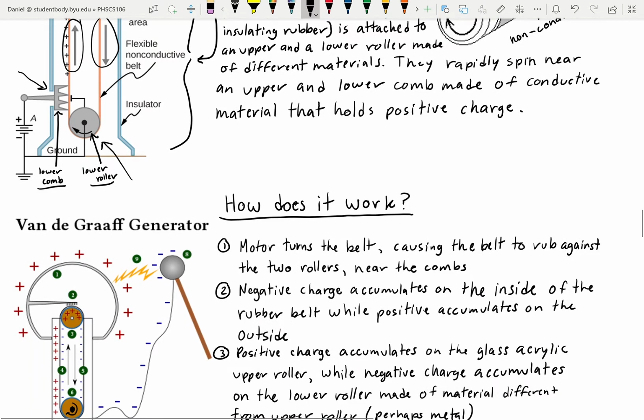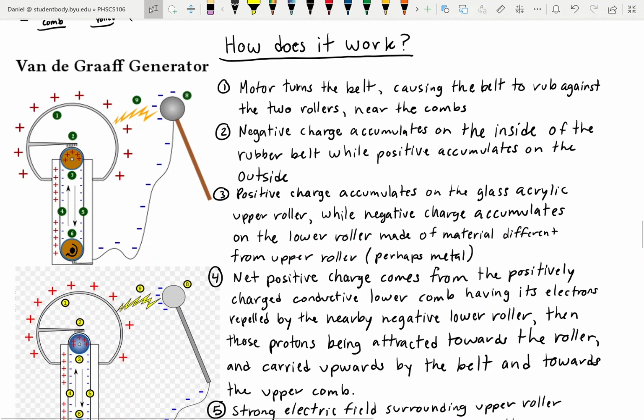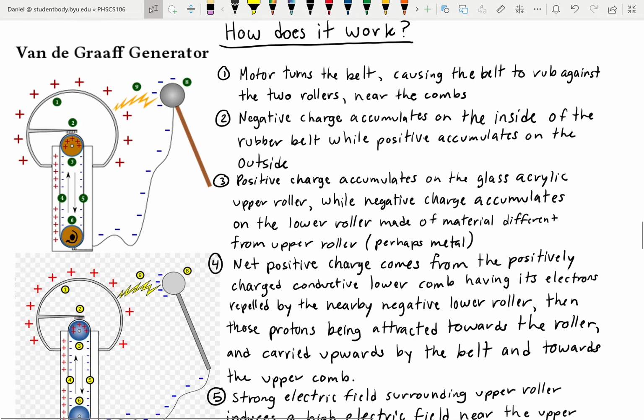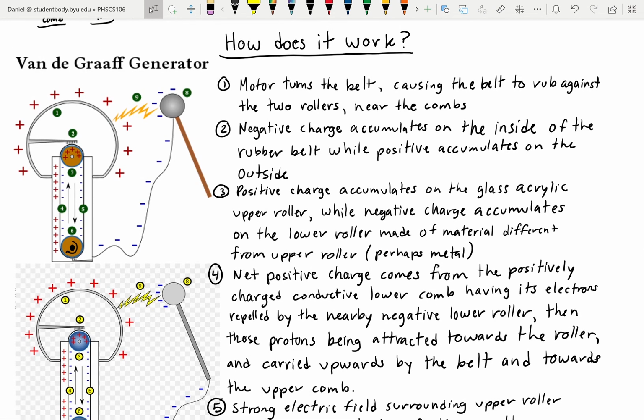But let's see exactly how a Van de Graaff generator might work using this physics concept here. A motor turns the belt, causing it to rub against the two rollers near the combs. A negative charge accumulates on the inside of the rubber belt, while a positive accumulates on the outside. Positive charge accumulates on the glass acrylic upper roller, a potential material that could be used to make that roller, while negative charge accumulates on the lower roller, made of a material different from the upper roller, perhaps a metal of some sort.